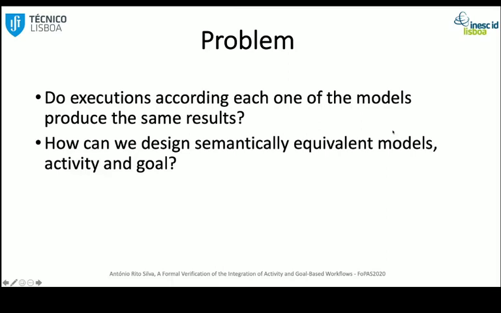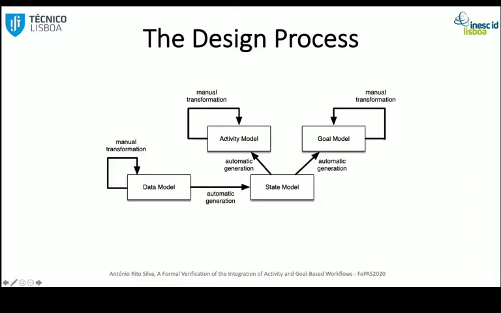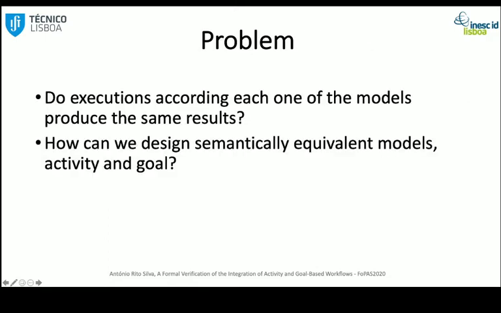So, what are the problems we are addressing in this paper? The first one is: do executions according to each one of the models produce the same results? If I execute according to the goal model, can I achieve the same goal as if I execute according to the activity model? Another question is how can we design semantically equivalent models? How can I guarantee, for instance, in the previous case, that this model here is equivalent to that model? So I need to analyze what I do in this automatic generation and what I do in this manual transformation of each one of the models.